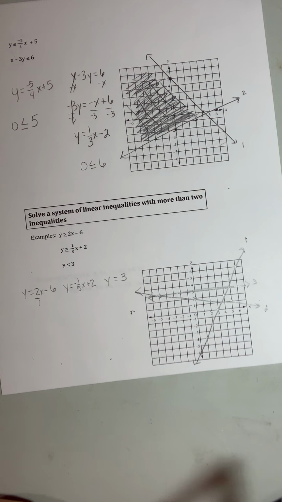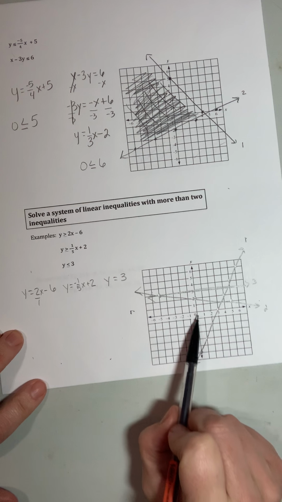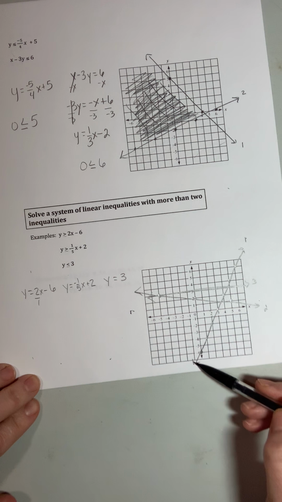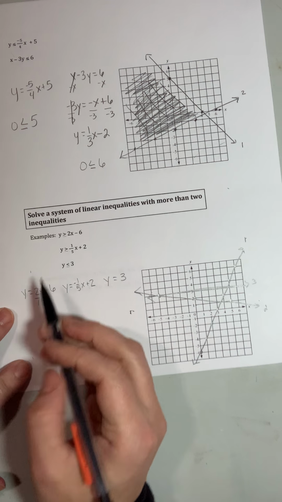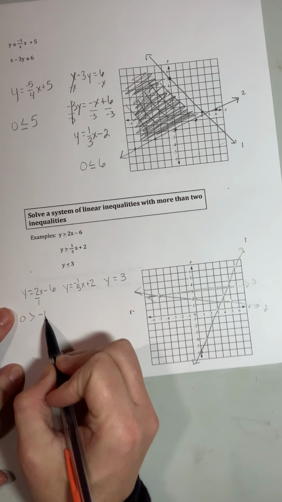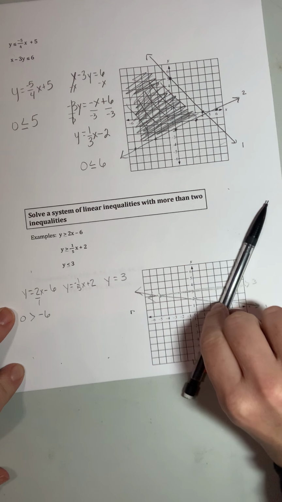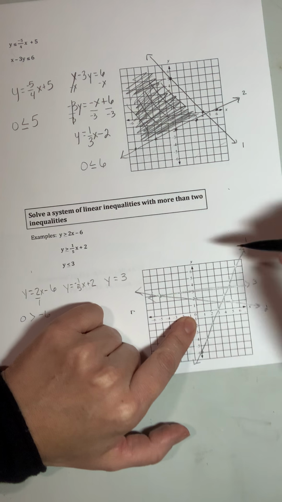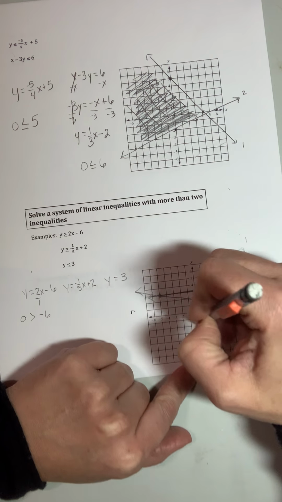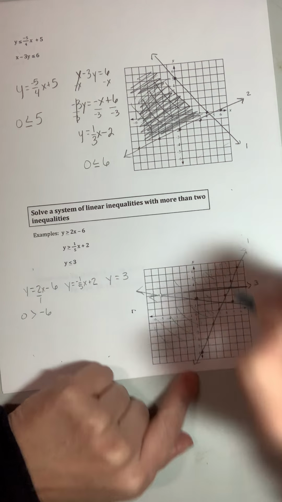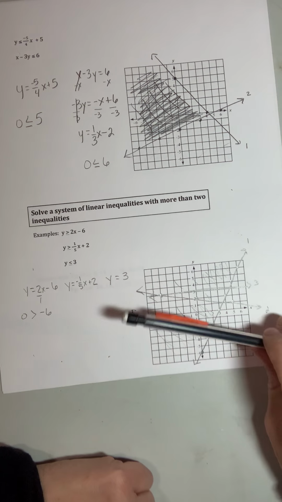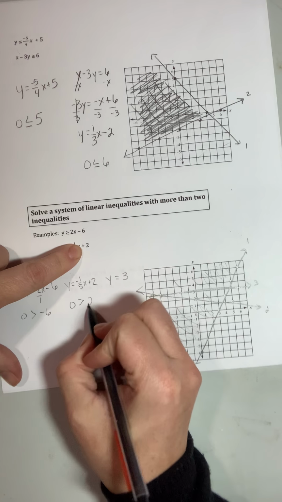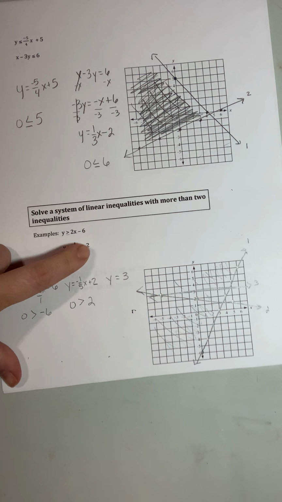Okay, so now if I use 0, 0 as my test point, going off of the first equation, I would have 0 is greater than negative 6. So from this line here, is 0 greater than negative 6? Yes, it is. So I want to include the test point. So I would shade everything up.